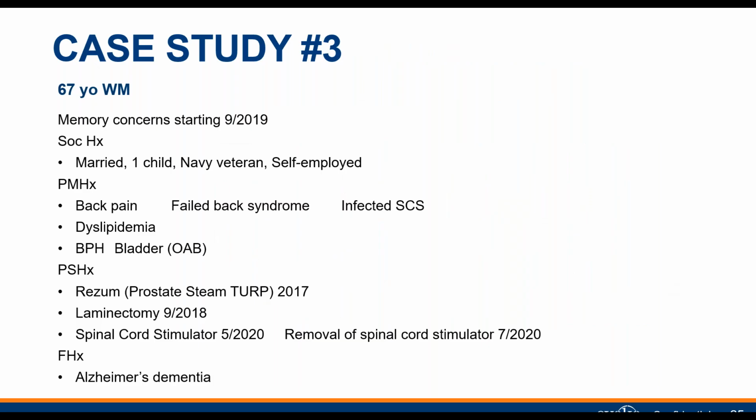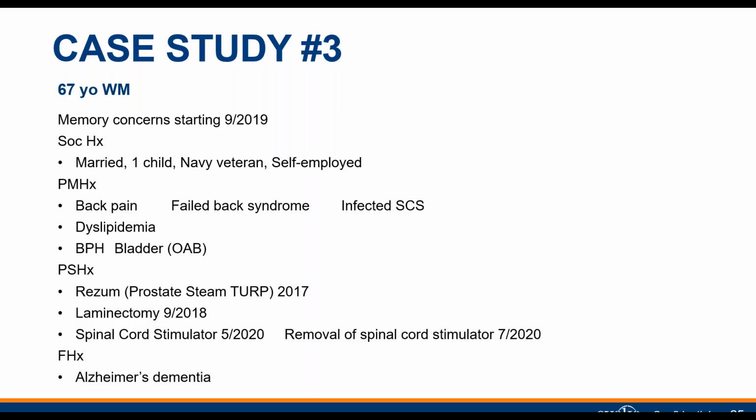67-year-old white male. He did have mainly cognitive or memory issues or concerns since September, or roughly a year ago, 2019. Married Navy veteran, self-employed. Past medical history really only significant for back pain. He had a very classic radiculopathy, had that repaired, but unfortunately that failed, and then he ended up getting a spinal cord stimulator, which then became infected, and had that removed, so he had a lot of chronic pain issues with that.